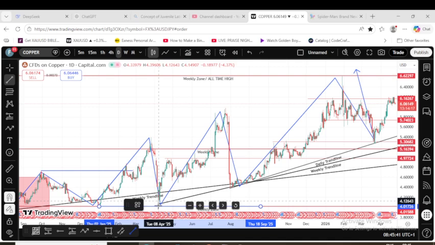This is another higher high. We have a higher low here. We have a higher high here. Then we have a higher low here. But this higher low here is unconfirmed. Do not forget that it's unconfirmed.